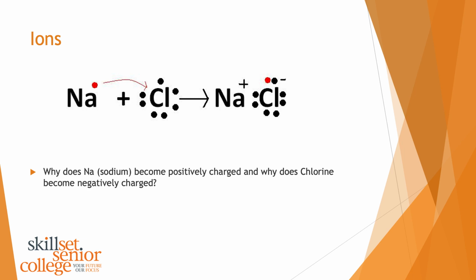If we think about it, protons have positive charge, neutrons have no charge, electrons have a negative charge. So if sodium is getting rid of a negatively charged electron, it now has more protons in the atom than electrons. The protons are positive, so it then becomes positively charged. Chlorine, on the other hand, takes on an additional electron, which is negatively charged. Now it has more negatively charged electrons than it does positively charged protons. So now it has a net negative charge.